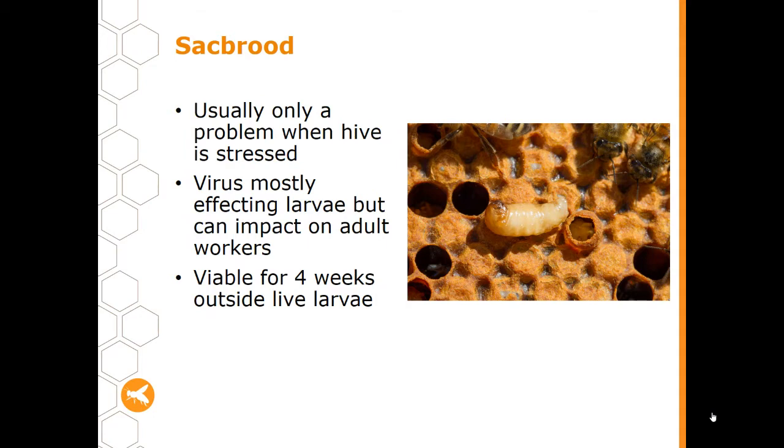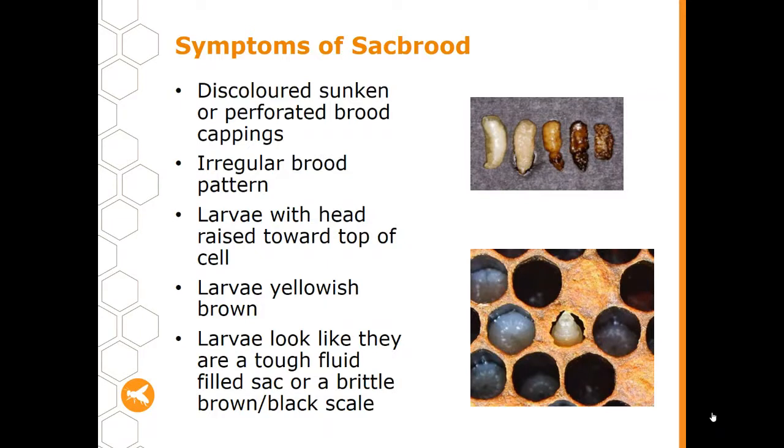Now, the symptoms of sackbrood. The key one here is having discoloured or sunken perforated brood cappings, and inside those you'll see the larvae have formed a tough fluid-filled looking sac. It could be, as you can see in the picture at the top, anywhere from a pale colour that looks quite full of fluid right through to a very shrunken sac that looks quite dry and quite dark. Your larvae may also be poking their little heads out of the top of the cells, as you can see in the picture at the bottom.